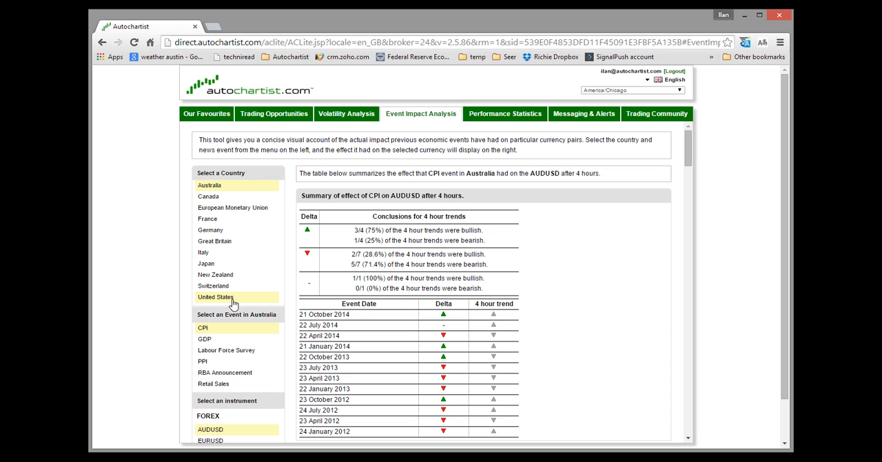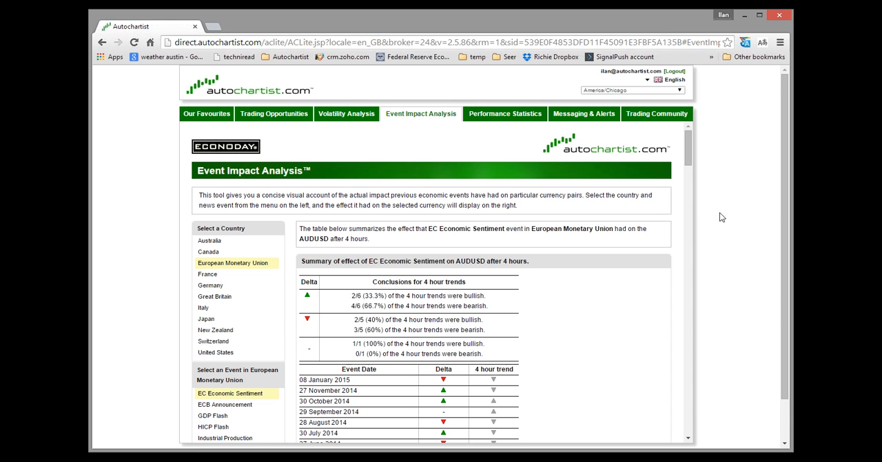Okay, so event impact analysis is a tool that is only offered by a very select few brokers out there in the world. It actually tells you about the effect that different financial events have on the market. So if we go to what was going on today, which is the EU ECB announcements.